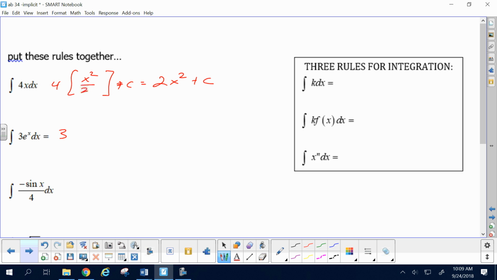3 to the x. We could pull 3 out front, anti-differentiate. What's the antiderivative of e to the x? e to the x plus c. Negative sine of x over 4, I can pull negative 1/4 out front. What is the antiderivative of sine of x? Is it cosine or negative cosine? Negative cosine. So actually the cleanest form of this would be something like positive cosine of x over 4 plus c.